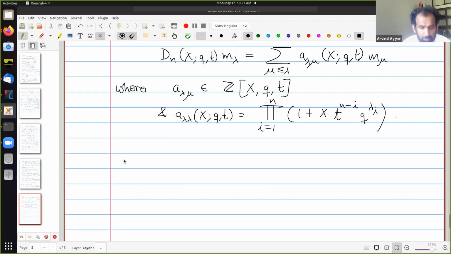Another property, which is somewhat long to prove, is that these D_n's are self-adjoint, the D_n^r's.